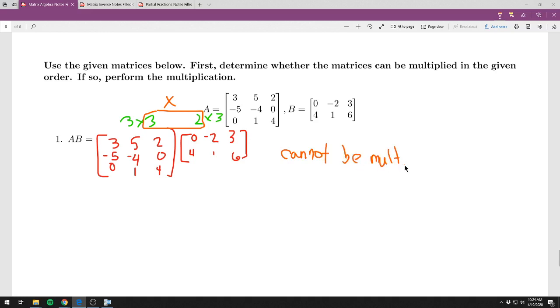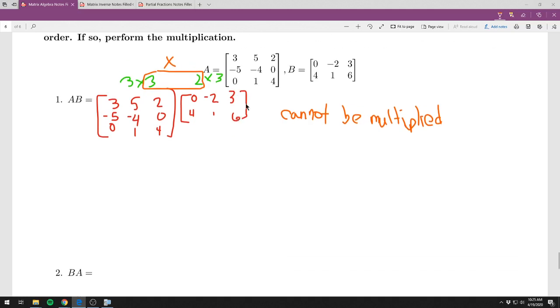Right, so as far as the question goes, we can't multiply them, which means A times B does not exist. I'm not going to do this in the calculator, but if you try to multiply two matrices that you can't actually multiply in your calculator, it will give you an error because it understands you cannot do it. All right, let's reverse the order now.